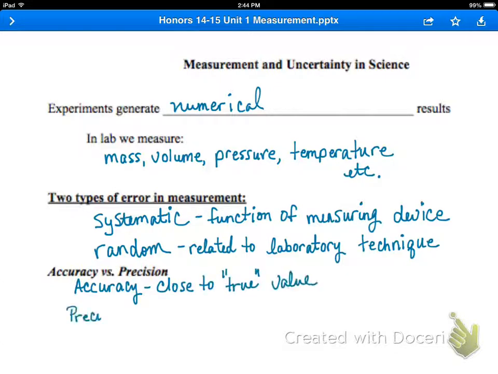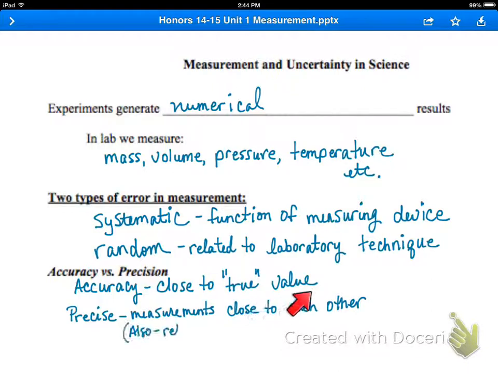Accuracy is how close your results are to the true value. So for example, if you're measuring the density of an object, and at the end of all your work, you look up the true density, how close did you come to where you're supposed to be? That is how accurate you are.